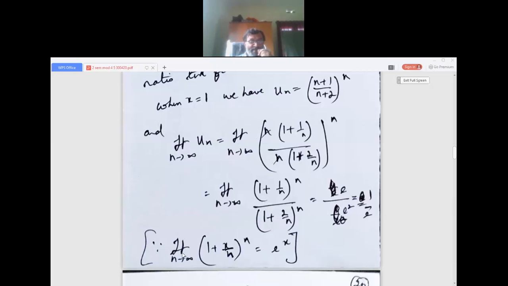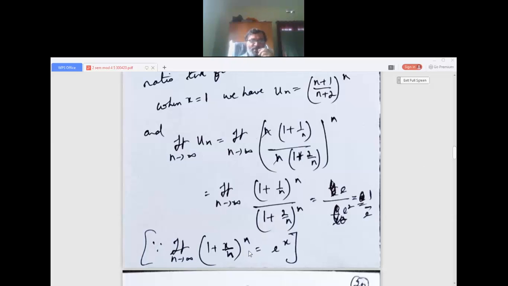Limit n tends to infinity of 1 plus x by n whole power n is equal to e power x. So using that, for the numerator, x is 1, so e power 1. For the denominator, x is 2, so e squared. So e by e squared will be 1 by e. Now it's very simple.